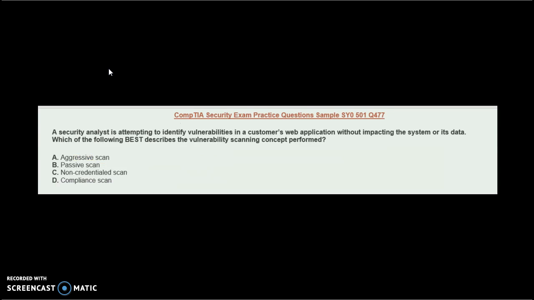The security analyst is attempting to identify vulnerabilities in a customer's web application without impacting the system or its data. So you're not going to affect any of it. Which of the following best describes the vulnerability scanning concept performed?